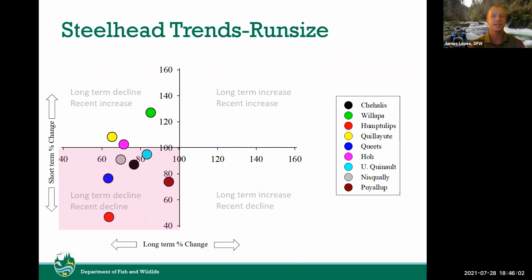We've seen this decline, but we're kind of keeping it right there at the escapement goal. The Quileute is similar, but maybe in the last couple of years, we've seen this slight increase. And then the Willapa Bay, as we showed earlier, we've had a couple of years of higher, still under the escapement goal, but higher abundance.